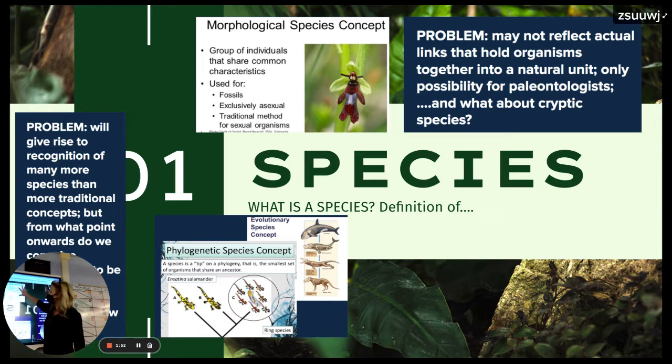And if you are asexual, then we looked at the phylogenetic and evolutionary species. Those are basically one and the same, where you're looking back at your ancestry. But at what point do you declare it a species? Where do you draw the line if you're just looking at that phylogeny? When do you say it's a new species? So that's a problem as well.